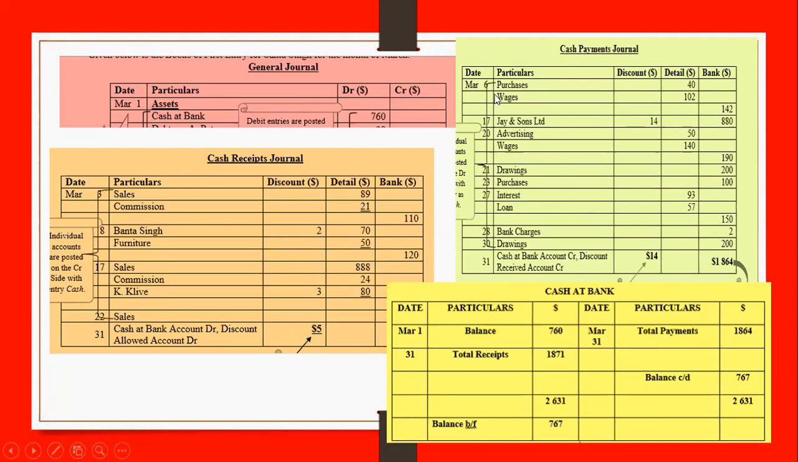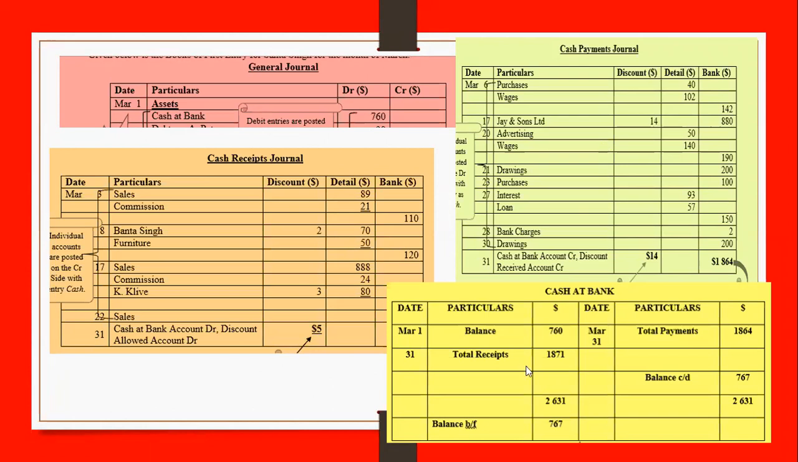Question time before we balance off our ledger account. Feel free. Are we all clear? Yes, madam. Are we all clear on that? Yes, madam. Thank you.